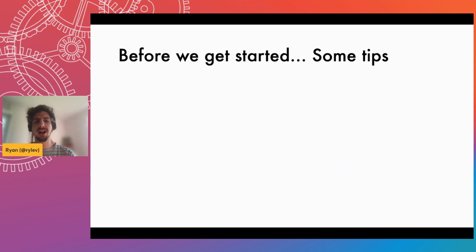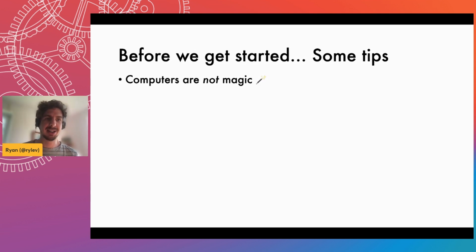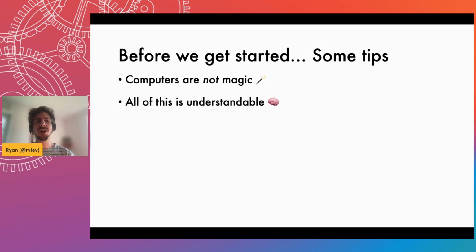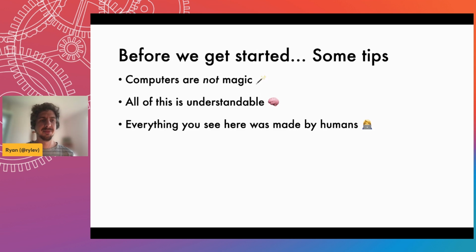So before we get started, a few tips on how to think about things, how to approach these problems. First of all, it bears repeating, computers are not magic. There's nothing necessarily magical happening here. It's really all just engineering at the end of the day. That means all of this is ultimately understandable. It may not be obvious at first, and you may not get it without putting a lot of effort into understanding it, but it is understandable. It's not magic. It's not something that you have to divine from the stars. It's all there for you to understand.